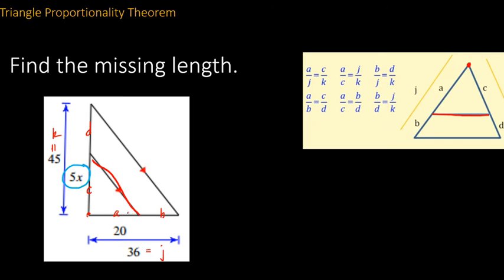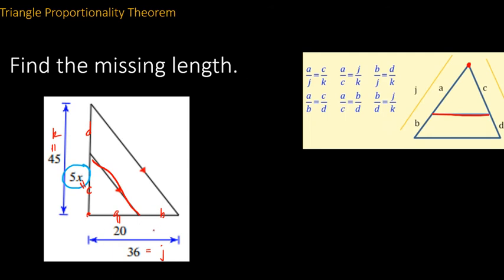Be careful when you're doing this. It's really easy to make mistakes because you're trying to rotate the image in your head as you go back and forth. Very easy to get mixed up. So I know that A is equal to 20. I know that J is equal to 36. I know that K is equal to 45. I know that C is equal to 5x.